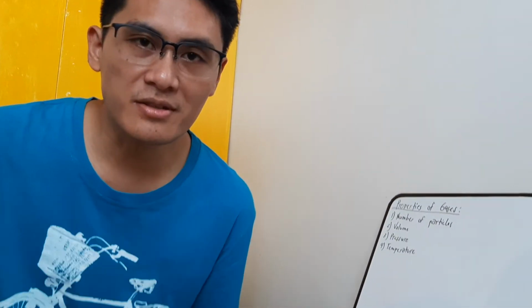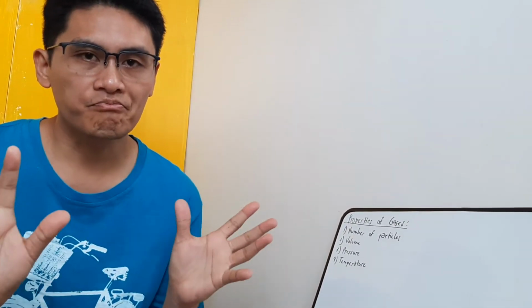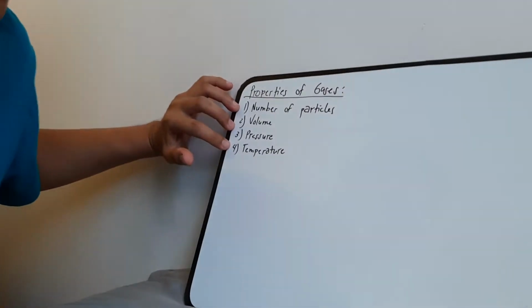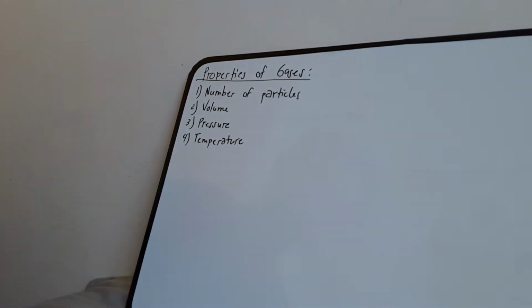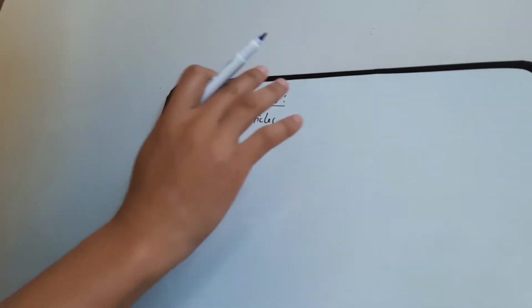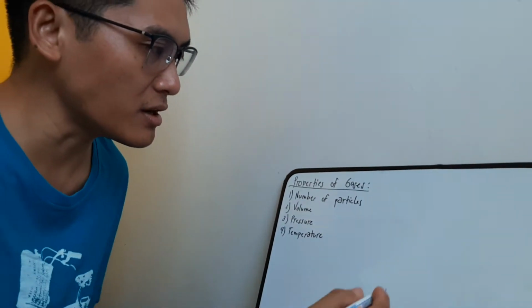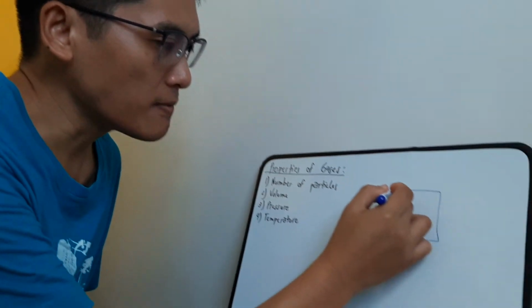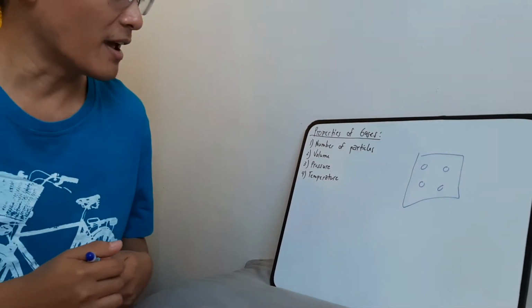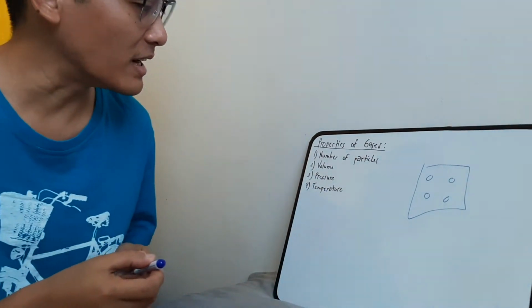So, properties of gases. When we talk about gases, there are four things that we can measure, right? The first one is the number of particles. This is very easy. You just simply count the number of particles that are in the container. If this is your container, maybe you have four particles there, then the number of particles is four, right?